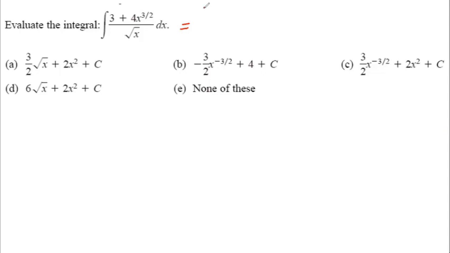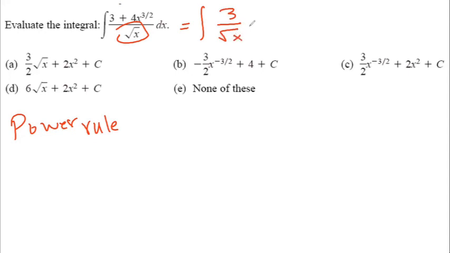So in this type of problem, we try to apply the power rule here, rather than trying the log rule or any quotient. So we will distribute this denominator, root x, over the numerator. So we have 3 over root x dx plus, and we have 4, then we have x power 3 over 2 over root x dx.